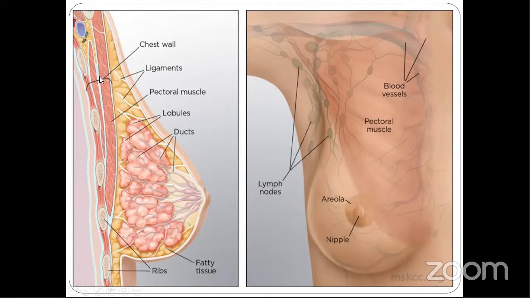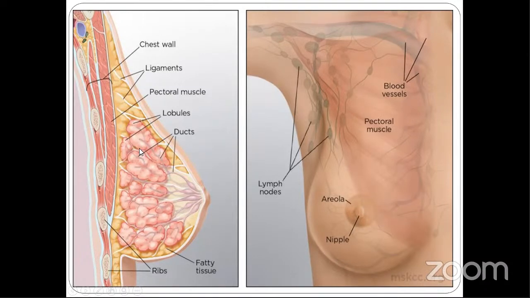As you can see here, the chest wall, the major muscle, the ligament of the breast, the lobule, duct, and the fatty tissue. So the breast at the end is a sweat gland. It's formed of 15 to 20 lobules. The lobules, as we can see here, and this fat accounts for the smooth contour, and most of the bulk of the breast is fat.